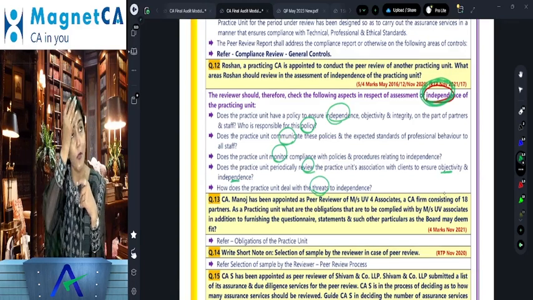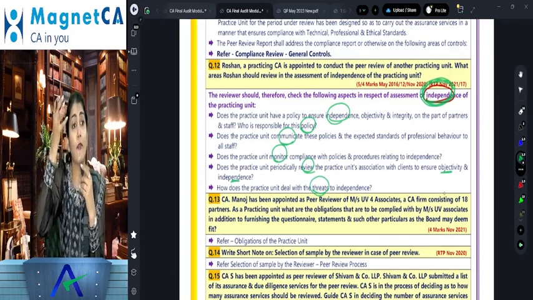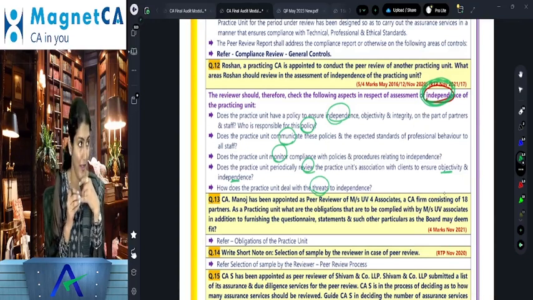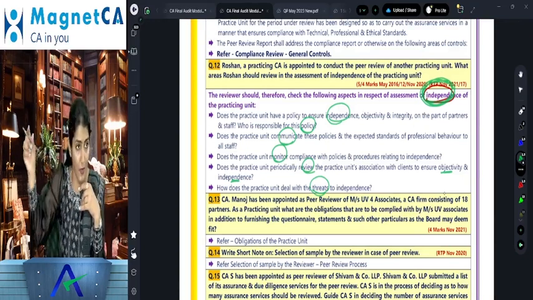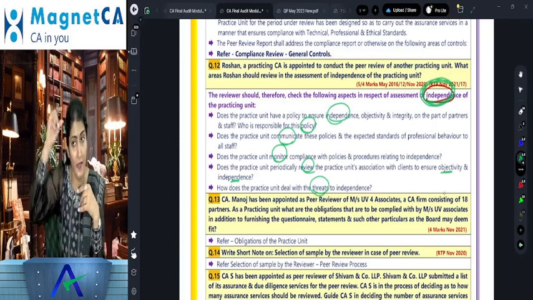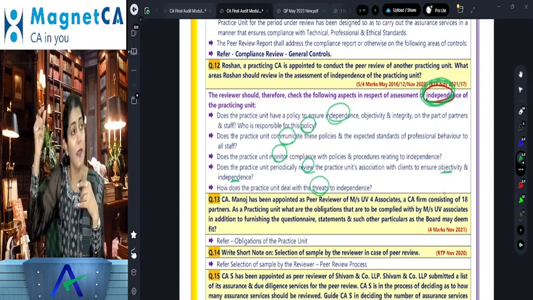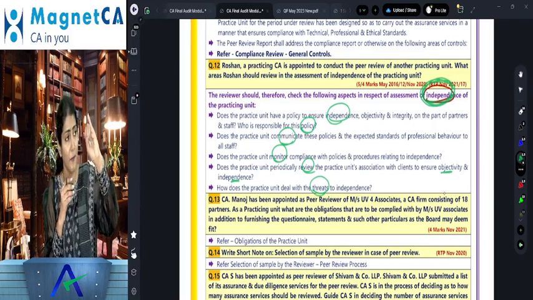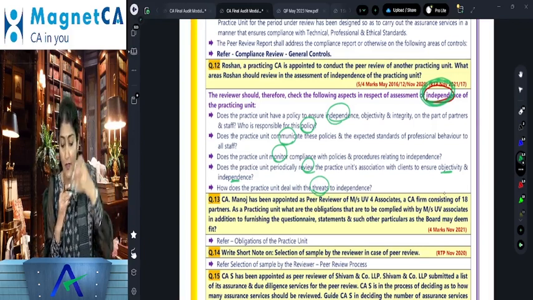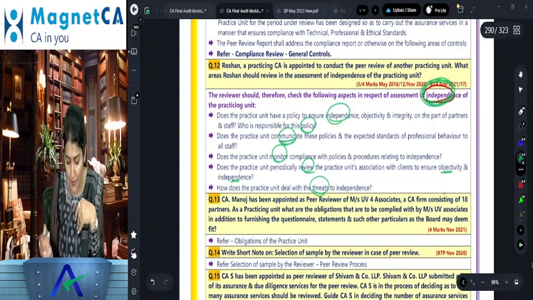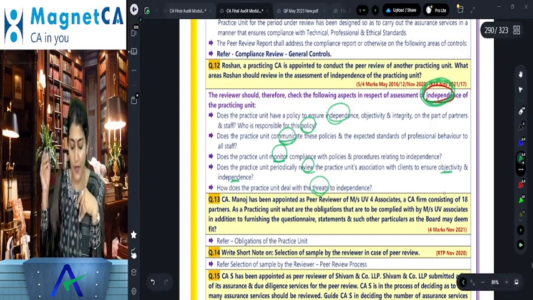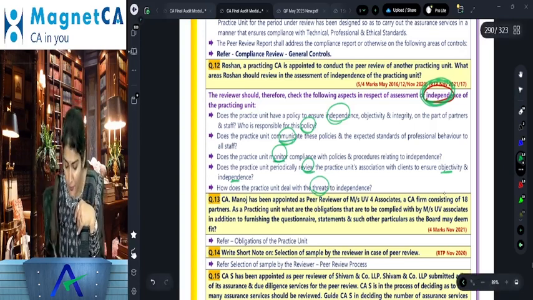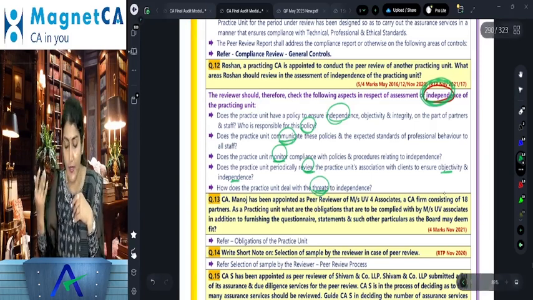Very similar to what we studied in automated environment for the whistleblower policy. Right? Do they have a whistleblower policy? Whether it has been communicated? Do they monitor the compliance with the policy? Right? So here also, do they have a policy of independence, whether it has been communicated to all the firm personnel, whether they monitor the compliance with the policy, whether they review the practice unit's associations, and how do they deal with the threats to independence.